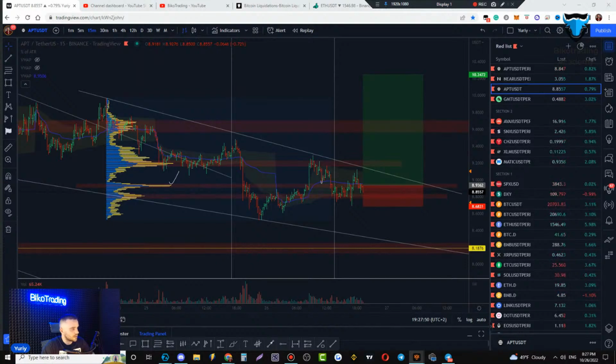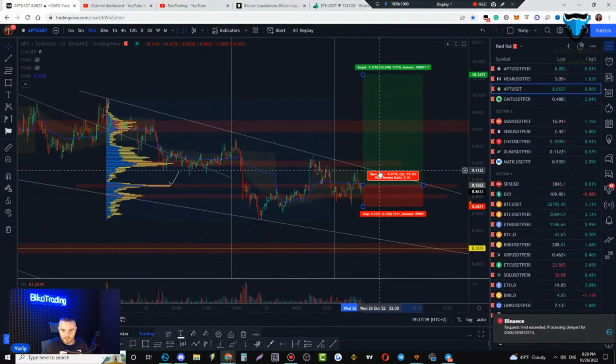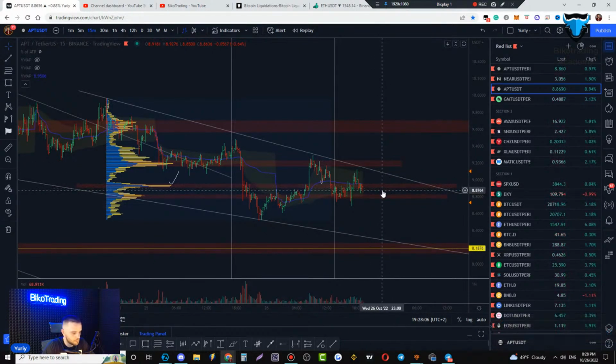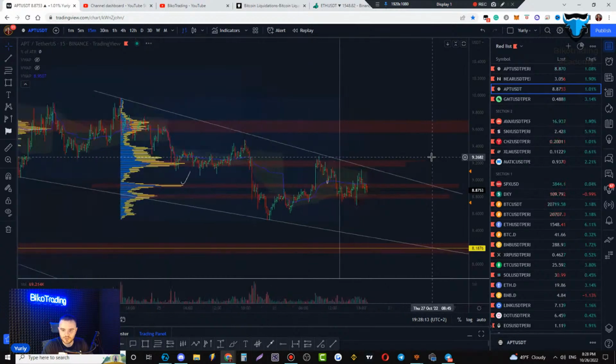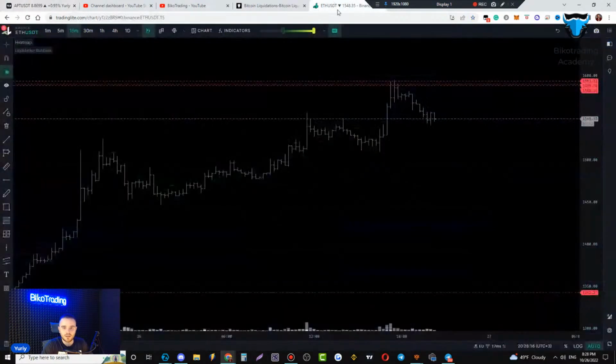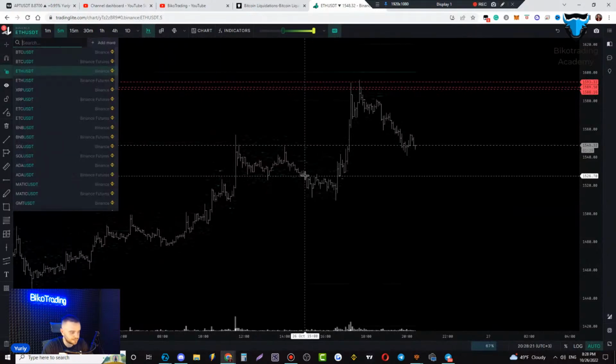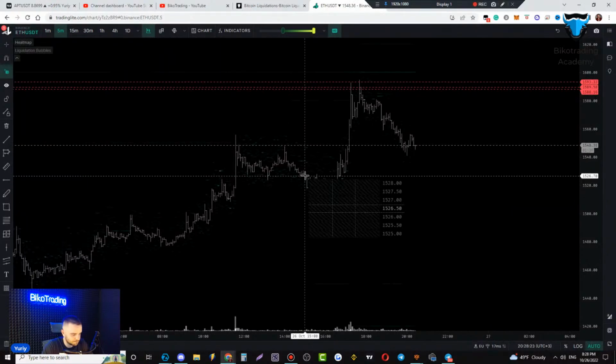Okay, guys, I'm planning to take some small short because I see no positive reaction. Let's take some. No, better to wait, because there's no confirmation for short or long. Okay, let's cover the heat map. Maybe here are some ideas that we can take at this moment.